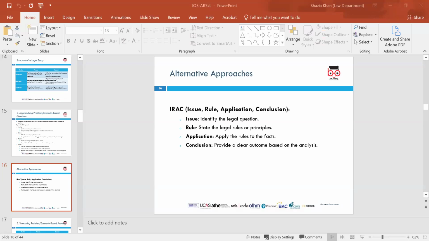The issue is to clearly state the legal question that needs to be answered based on the facts presented. Then the rule is to identify the applicable legal principle or rule that governs the issue. In the application, analyze how the facts of the case relate to the legal rule, and explain why certain facts are relevant and how they support your argument. Then the conclusion is based on the analysis: state your final answer to the legal question, summarizing the key points and providing a clear conclusion.